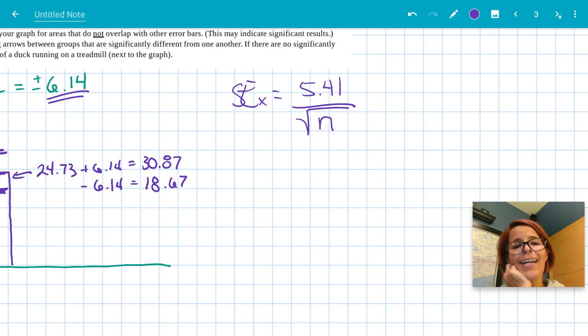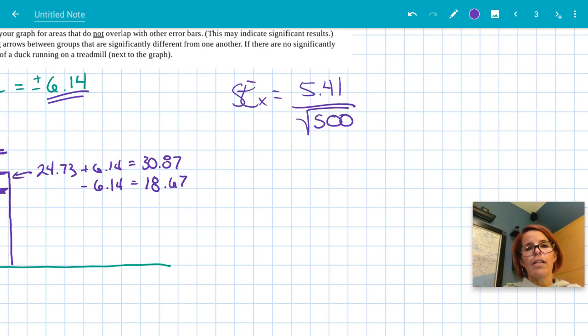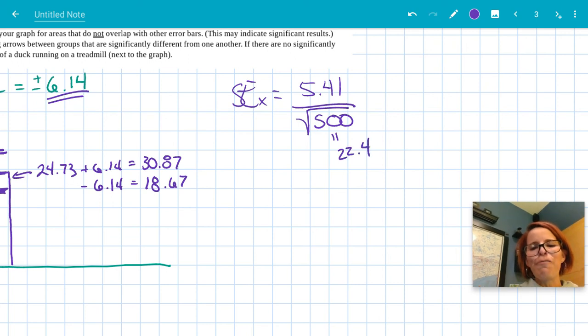But let's say that instead of 3, we did 500 trials. You do the square root first. So the square root of 500 is, I wrote it down so I wouldn't have to calculate it. Hold on, sorry, I wrote it down wrong. The square root of 500 is 22.4. There we go. So it's actually a pretty big number.